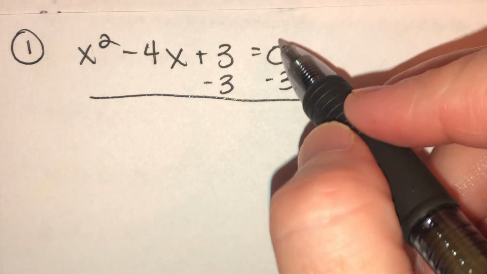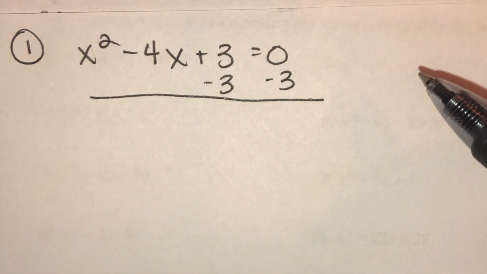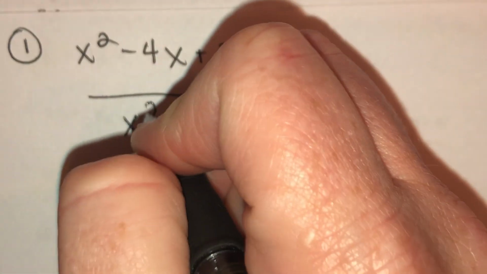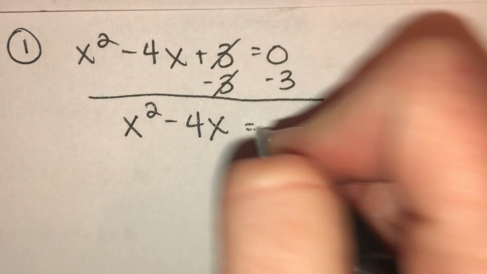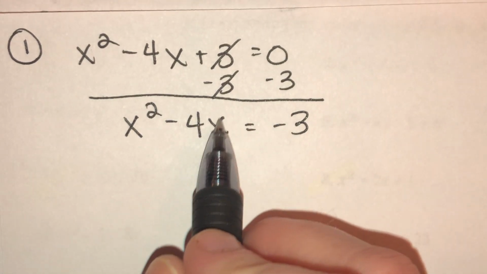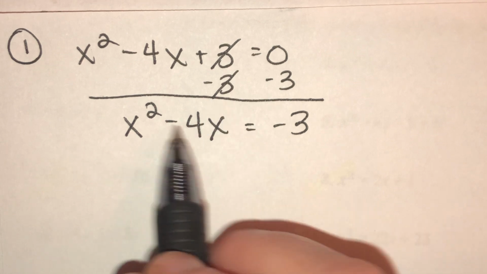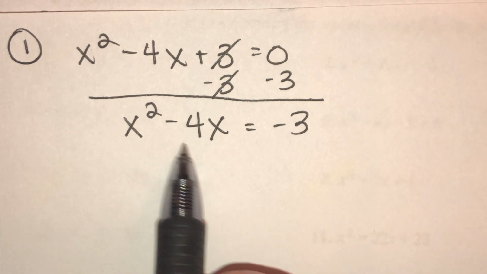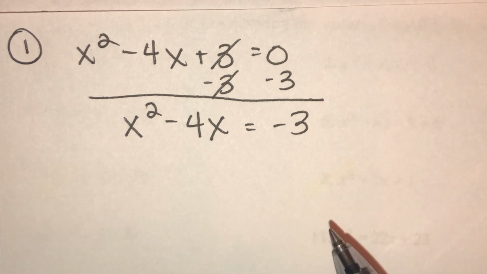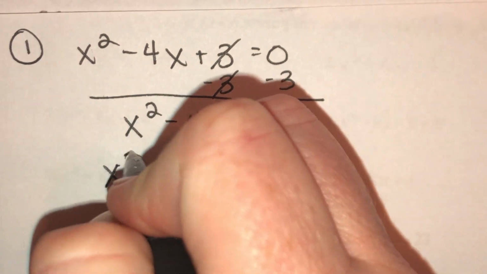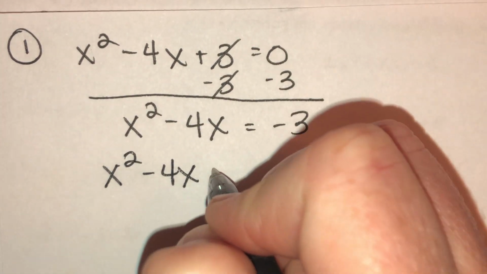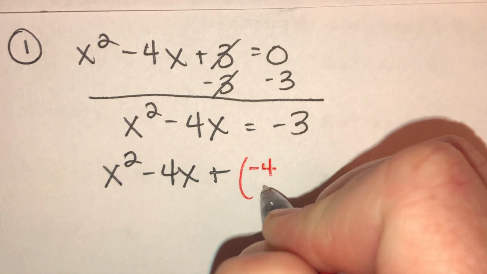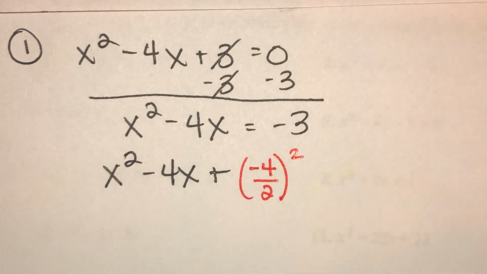Feels like a no-no, right? Because when we were factoring before, we wanted 0 over here. Now we're getting rid of 0 and throwing a plain number in, but that's how to complete the square. x squared minus 4x equals negative 3. Okay, so now I have to add in another c over here to complete my perfect square trinomial, right? So I'm going to take the middle term, divide it by 2, and square it, and add it onto the end. So x squared minus 4x plus, this is a negative 4, so negative 4 divided by 2 squared.